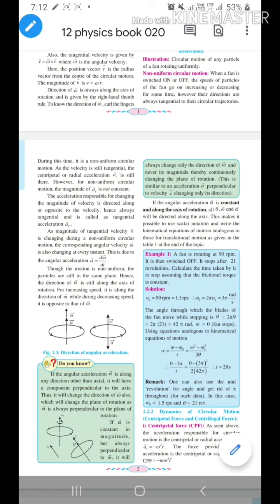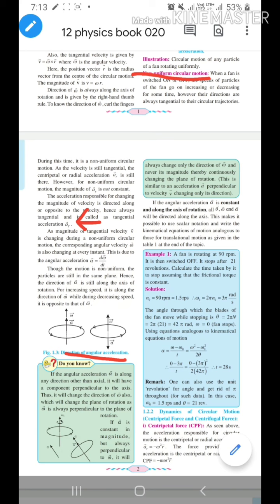This is our next point, non-uniform circular motion. During the circular motion, if the speed of the particle changes, then it is called non-uniform circular motion. And in this point, we shall consider two sub-points. First is the direction of angular acceleration, and the second is the direction of tangential acceleration AT bar.